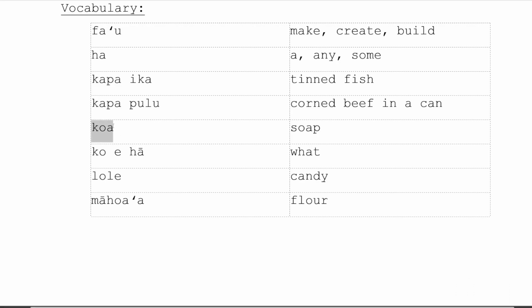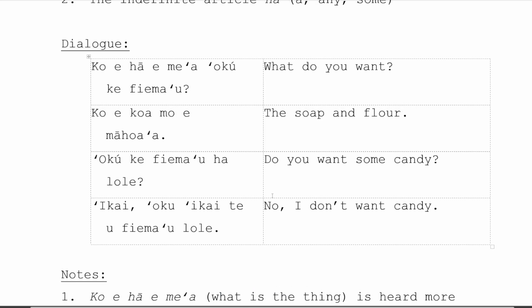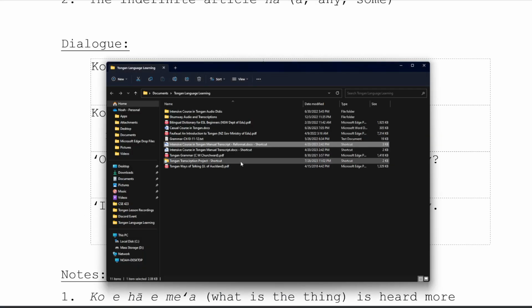We also have koa, which means soap, koeha, which is what, lore, which is candy. It's from lolly, which is what they call candy in places outside of America, a lot of them, and mahoa'a, which means flour. You can see this ma at the beginning of mahoa'a is the same ma that means bread. You can see the relationship between bread and flour. Good. First, we're going to look at the dialogue. So we're going to listen to that.